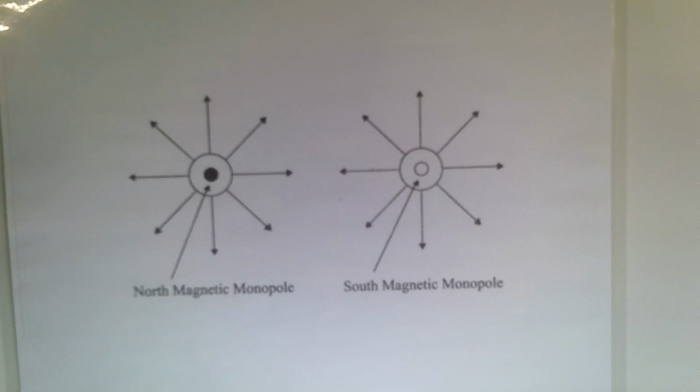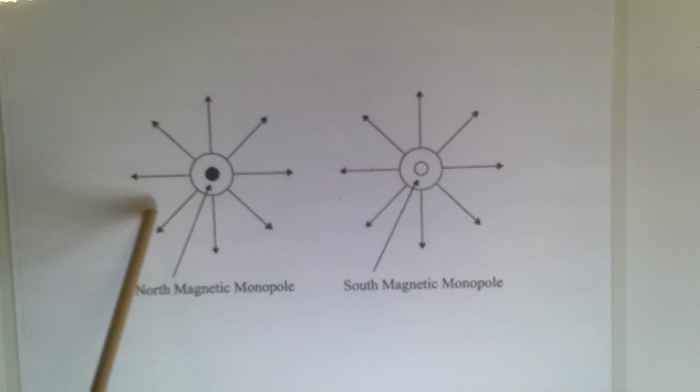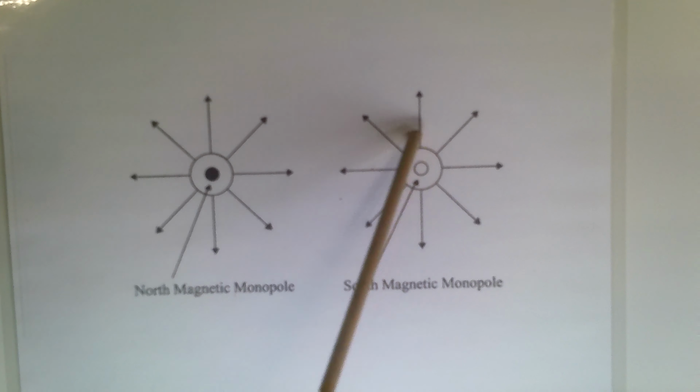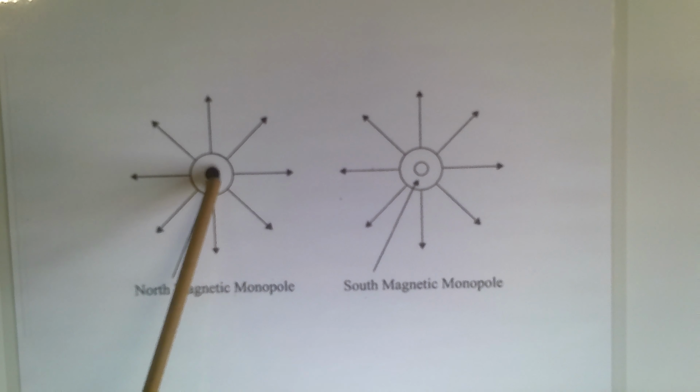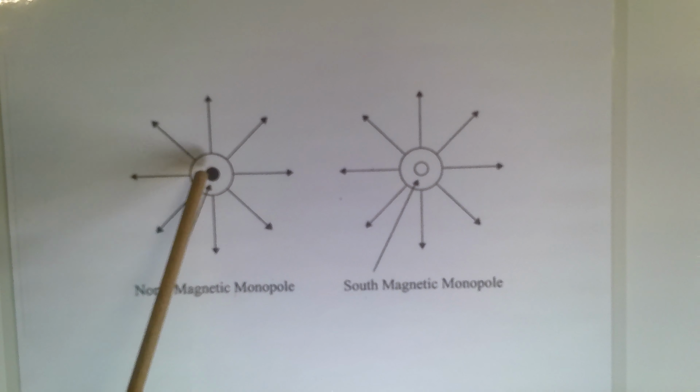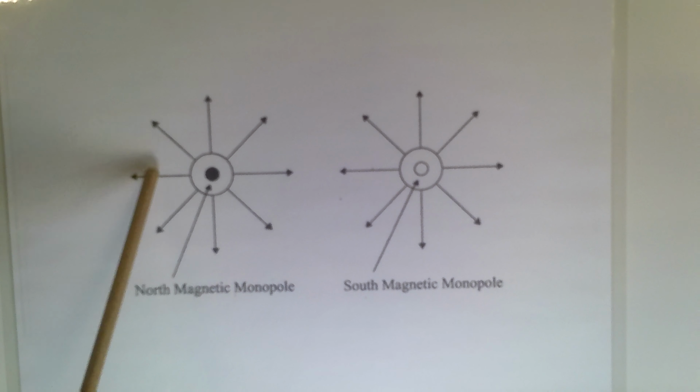Now here we have our two magnetic monopoles, a north and a south, represented by the south being white and the north, of course, being black. And this area around the magnetic monopole is its attractive force. Now the closer you get to the monopole, or its center, this attractive force becomes slightly weaker than it is out here.